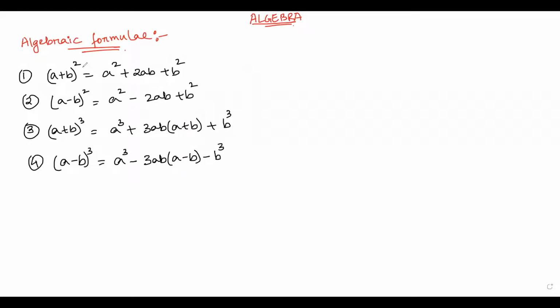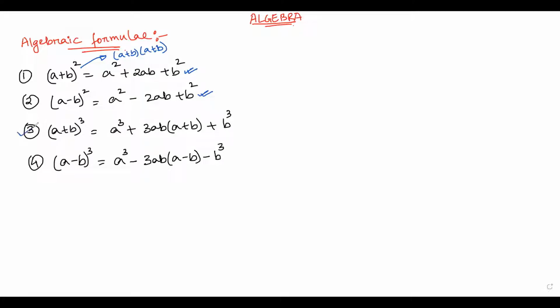First, let us see some of the algebraic formulas. A plus b whole square, which simply means a plus b times of a plus b. And when we expand this, this would be a square plus 2ab plus b square. In a similar way, a minus b whole square is a minus b times of a minus b. And when we expand that, it would be a square minus 2ab plus b square.